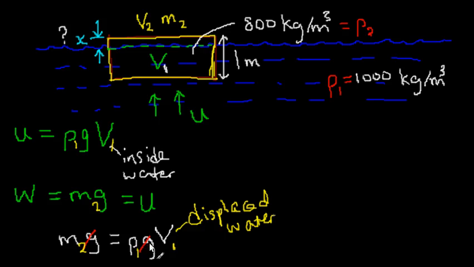Displaced water. So if I take the displaced water, multiply by the water density, I get the mass of the water displaced. Okay, so this is the mass of the water that is displaced, which I can call M1. M1 for the water. I'm using 1 to refer to water, right? So this is the mass of the water displaced.